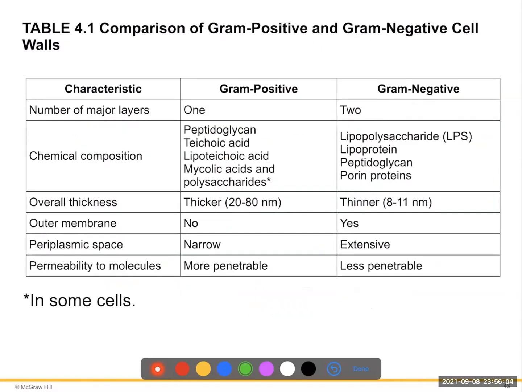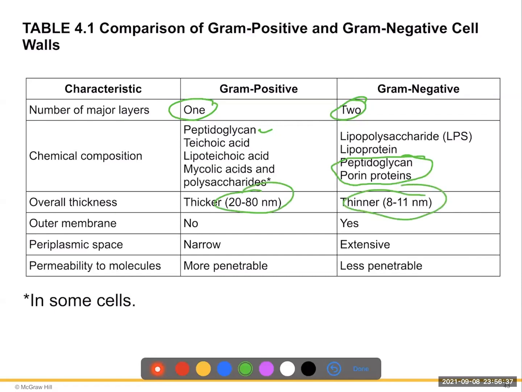Okay. These are the characteristics of gram-positive and gram-negative. One layer basically in the gram-positive, and then the gram-negative is two layers. Okay, the peptidoglycans produce a cell wall very thick. The different acids and polysaccharides make up the chemicals. Lipopolysaccharides, lipoproteins, peptidoglycan, and porin proteins allow transfer of things across that cell wall much easier than the gram-positive. So it's thicker, and this is thinner.